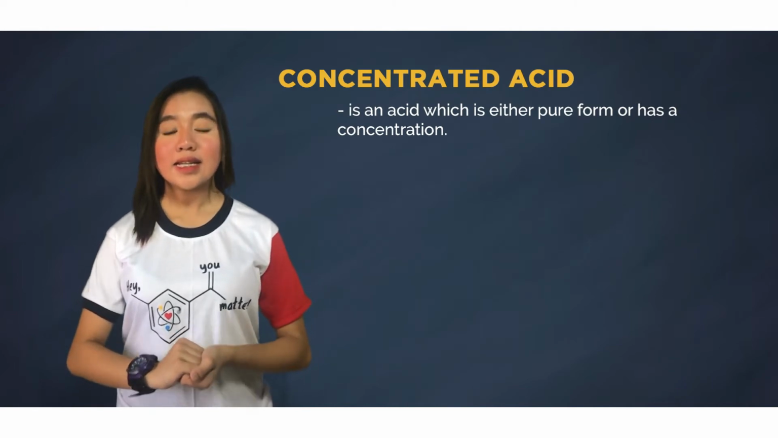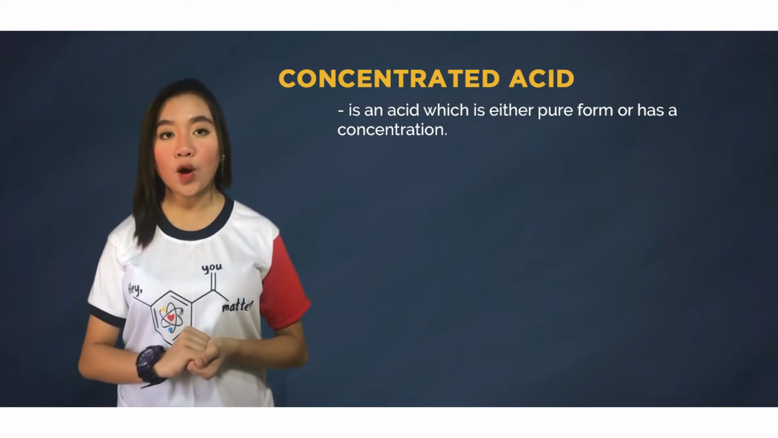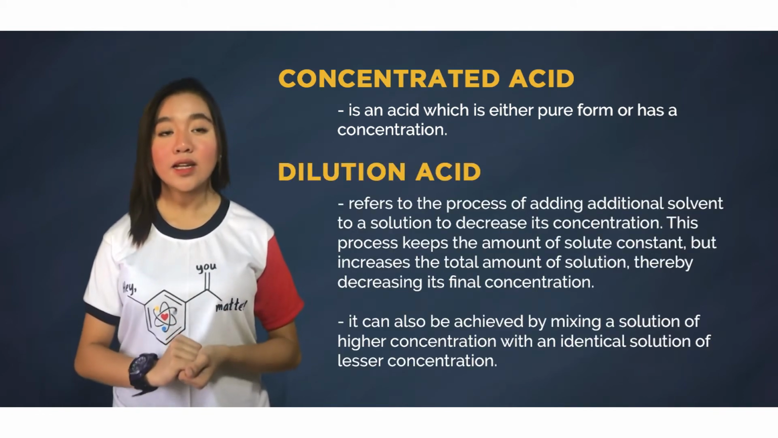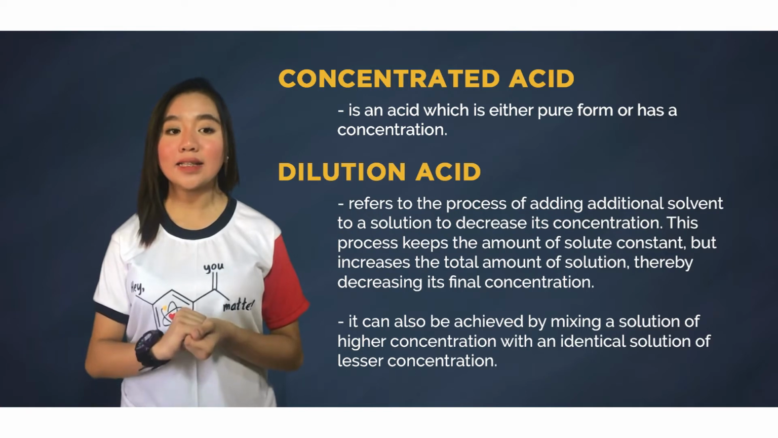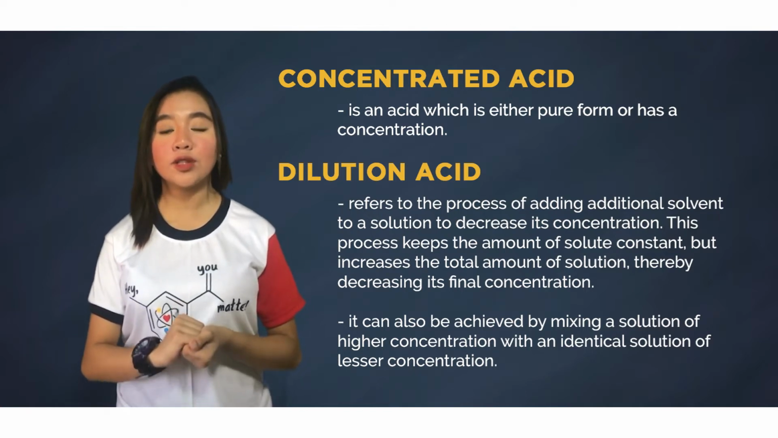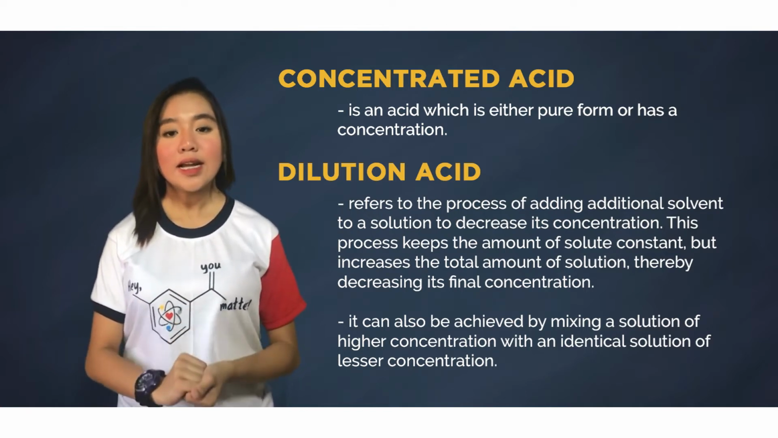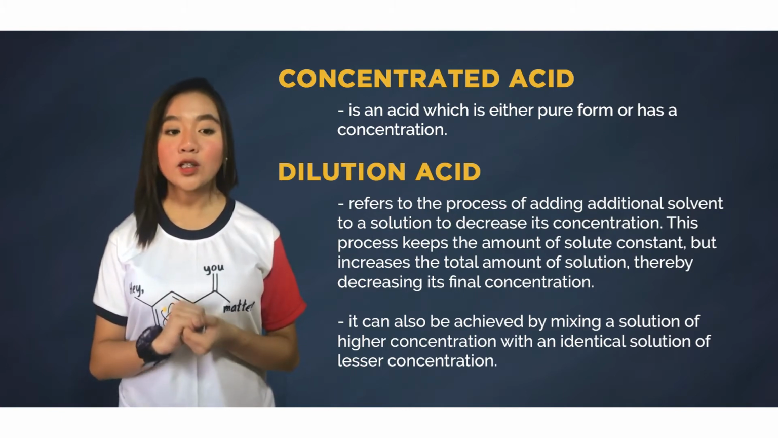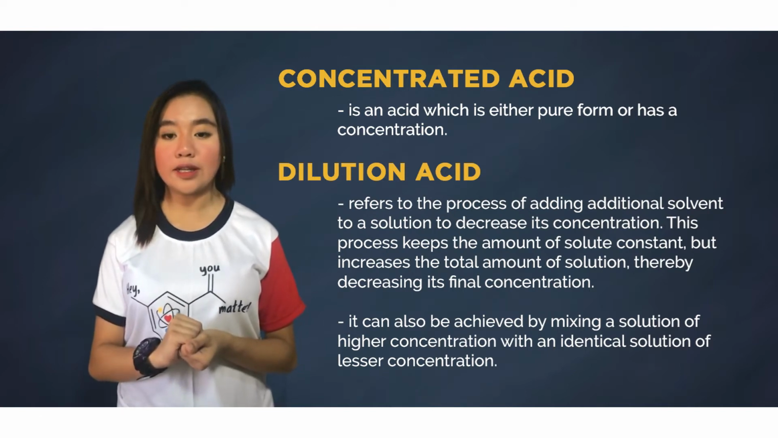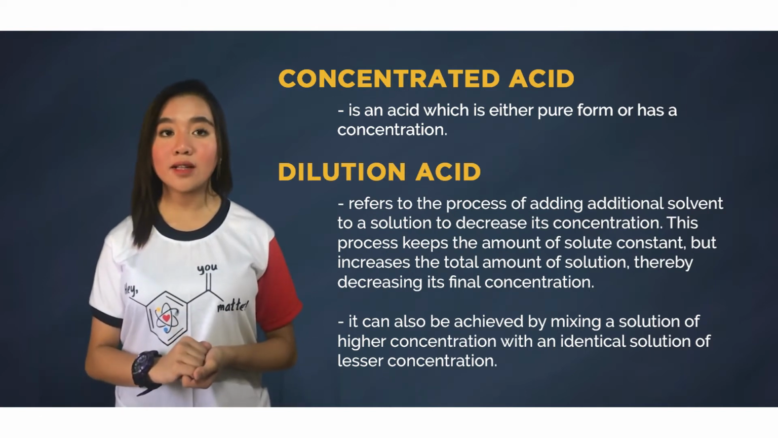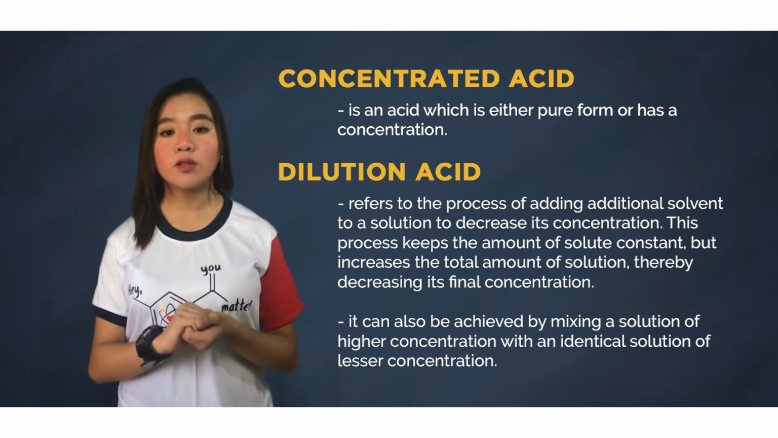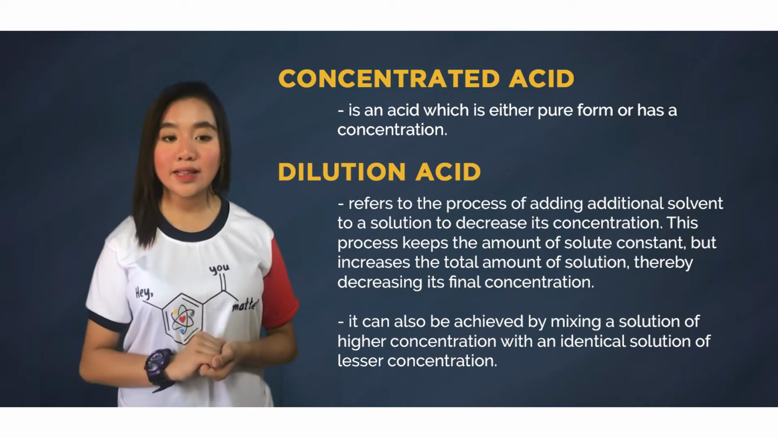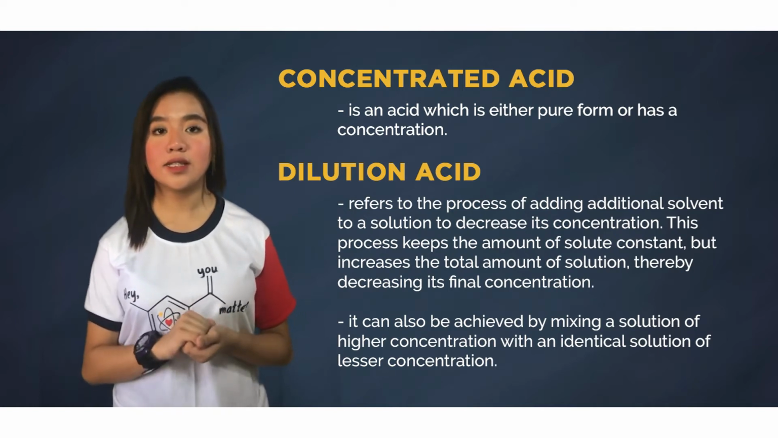And now, let's talk about dilution of concentrated acid. Concentrated acid is an acid which is in either pure form or has a high concentration. Dilution of concentrated acid refers to the process of adding additional solvent to a solution to decrease its concentration. This process keeps the amount of solute constant but increases the total amount of solution, thereby decreasing its final concentration.